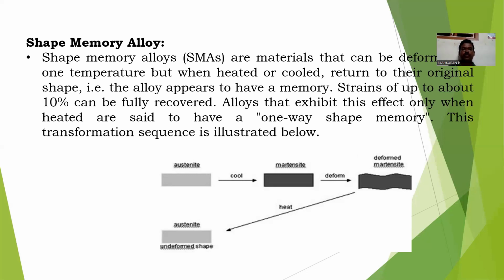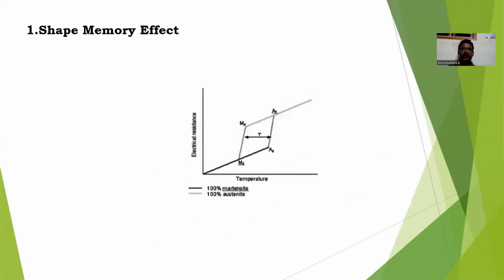SMAs are materials that can be deformed at low temperature, but when heated or cooled, return to their original shape. The alloy appears to have a memory. Strains up to about 10% can be fully recovered. An alloy that exhibits this only when heated is said to have one-way shape memory. This transformation sequence is illustrated below.